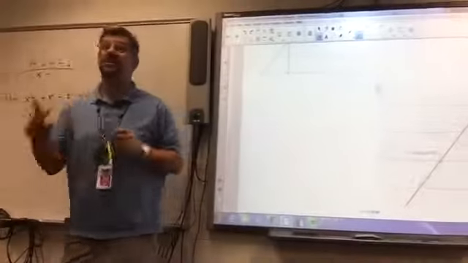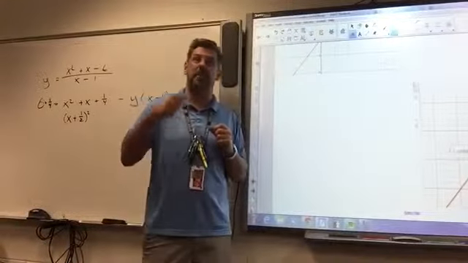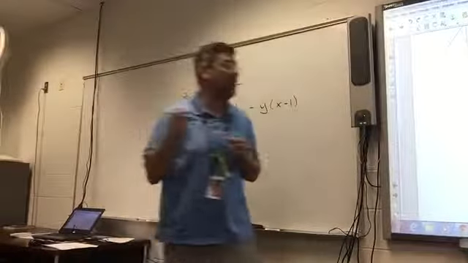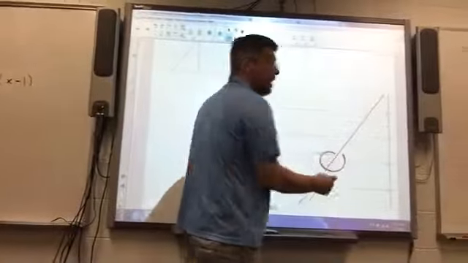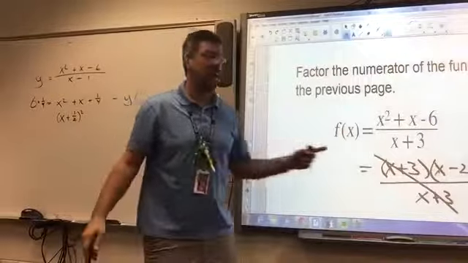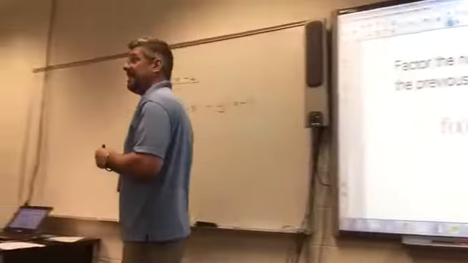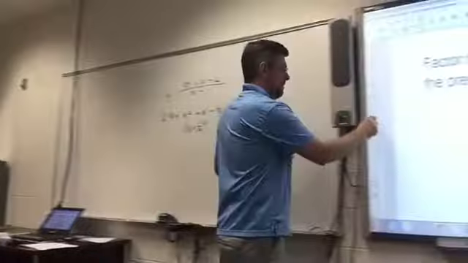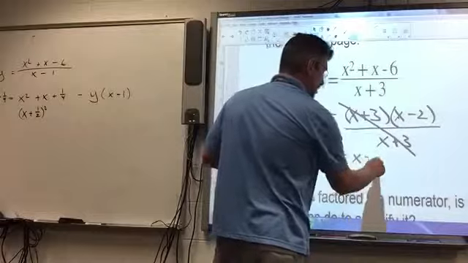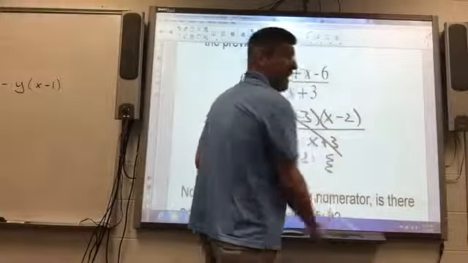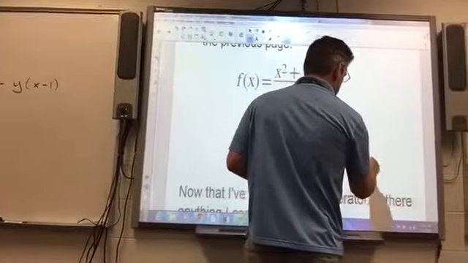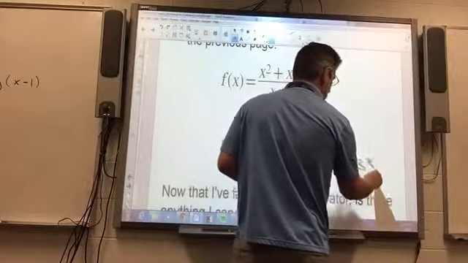No, it does not. So it simplifies to look like that, but when I simplify, I'm actually losing information, aren't I? I'm losing this hole when I simplify. So how would I keep that, and still honor the function? f of x equals x minus 2, and then I just set my domain for x is not equal to -3.